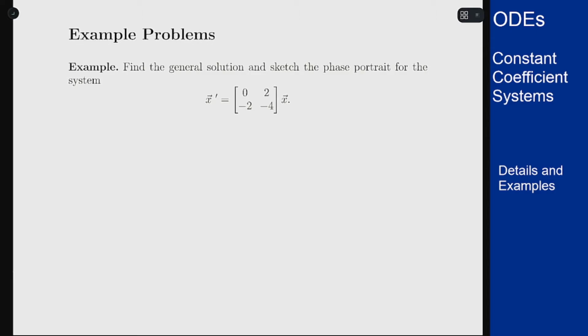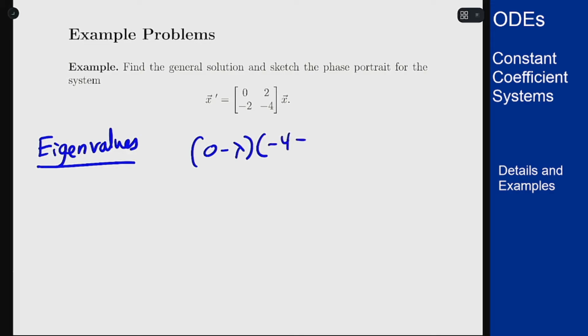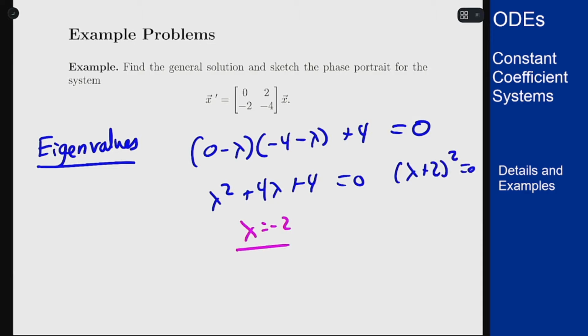So our first step is always to find the eigenvalues, which are given by (0 - λ)(-4 - λ) + 4 = 0. This is λ² + 4λ + 4 = 0, which is a double root at -2, which means we are going to get an improper nodal sink here because we have a repeated eigenvalue and it is negative. Now let's look for an eigenvector.